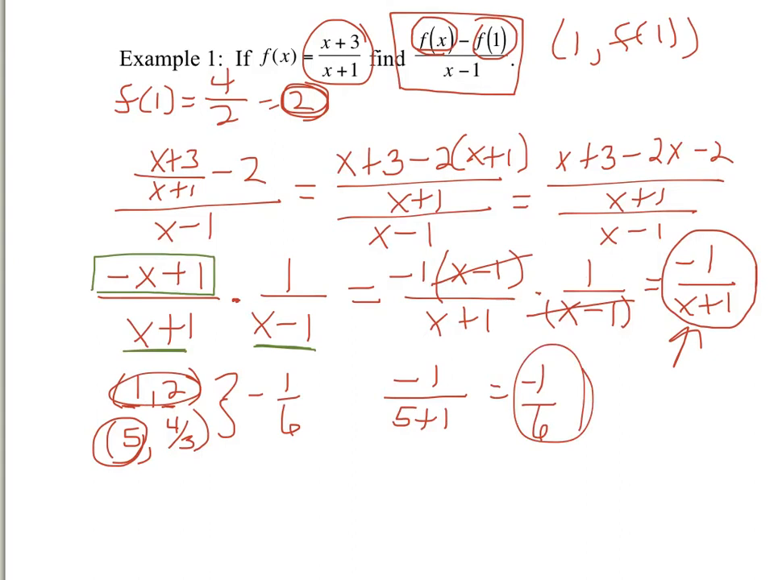And the nice thing is, after doing this once, now if I wanted to find the slope between the point (1, 2) and say 10 and its corresponding y value, I can just plug in 10 and I know it would be negative 1 over 11.